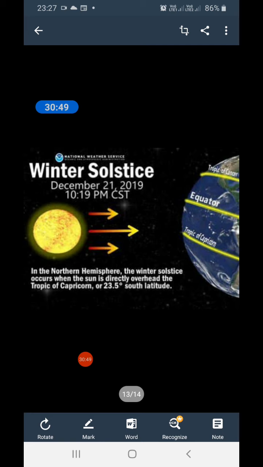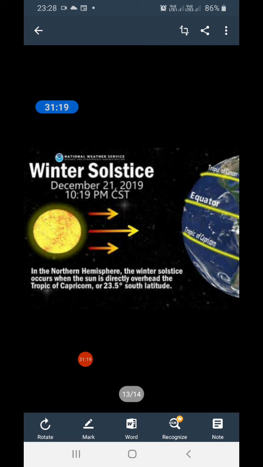So each time you will see when there is winter or summer solstice and the sun rays are falling on a particular latitude, the duration of day and night is changing. When it is shining in the northern hemisphere, they have longer days and shorter nights. It is summer. And when it is shining in the southern hemisphere, they have the longer days and shorter nights, and the northern hemisphere is having the shorter day and longer night.